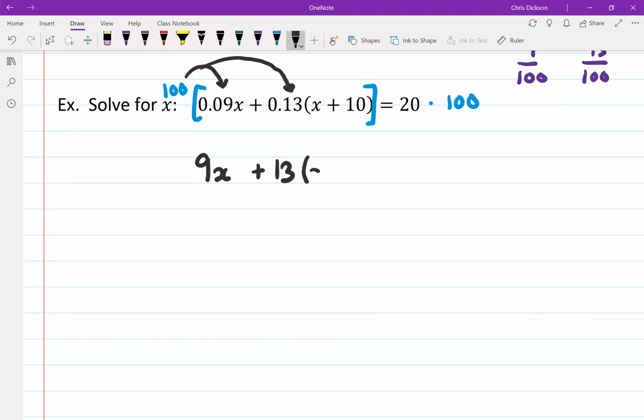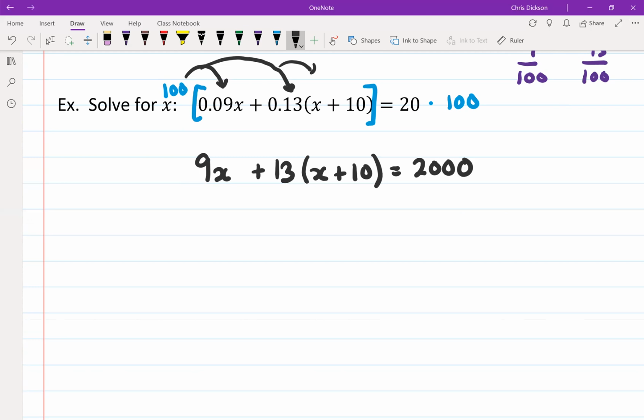Now there's still x plus 10 here. So notice that I don't put it into those brackets. Maybe I'll do an example on the side here why that's true. Let's finish the equation off here. That's equal to 20 times 100 is 2000.